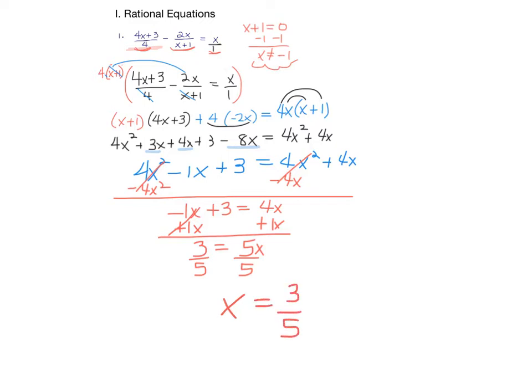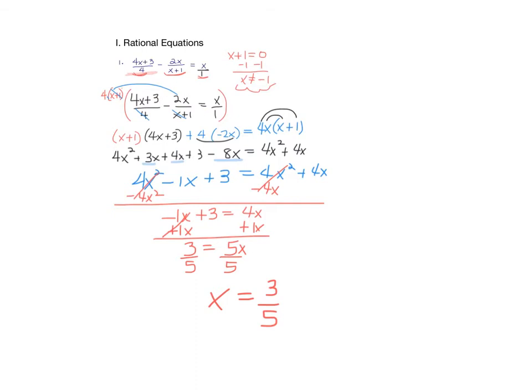Now, I'm going to go back to where I had to find out what x couldn't be. And the value that x could not be was negative 1. So because 3/5 is not negative 1, this checks. It works. That's my solution.